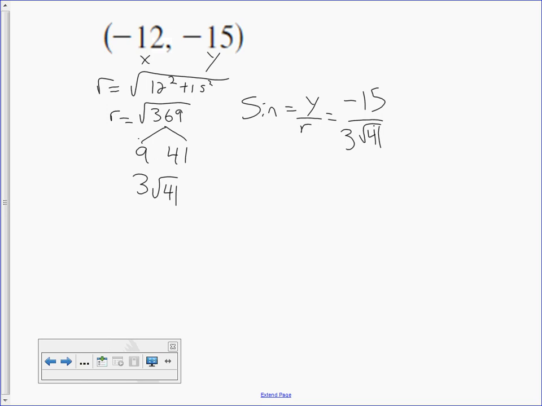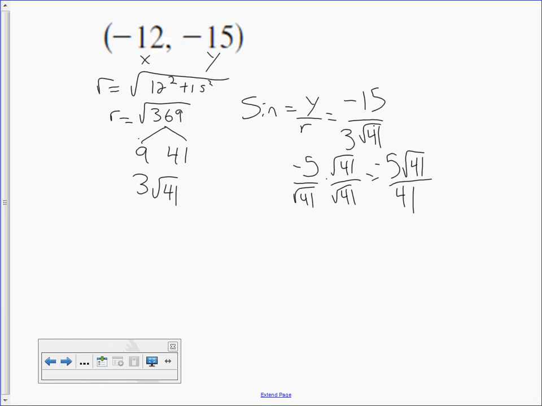Now, when you go to rationalize out your denominator, the first thing you want to do is just simplify the fraction. What's negative 15 divided by 3? So I know that the sine is going to be negative 5 over root 41. When you rationalize that, what do you have to multiply top and bottom by? Root 41. And hopefully by now you're okay with rationalizing and a little bit quicker at it. So your sine value is going to be negative 5 root 41 over 41.